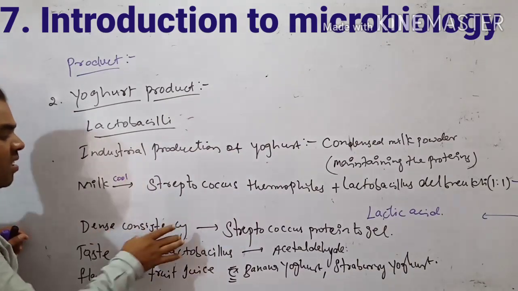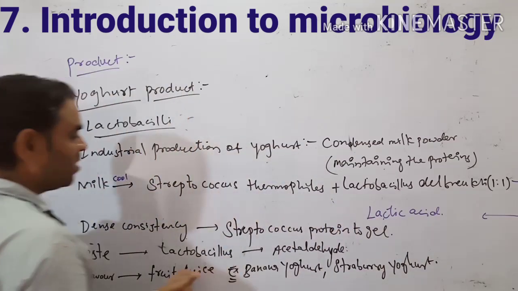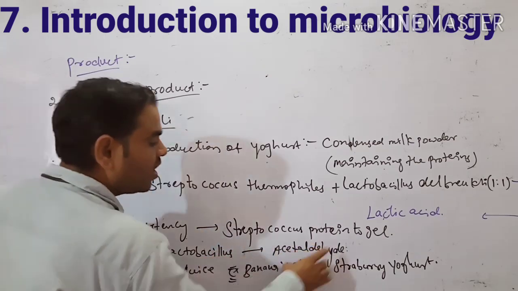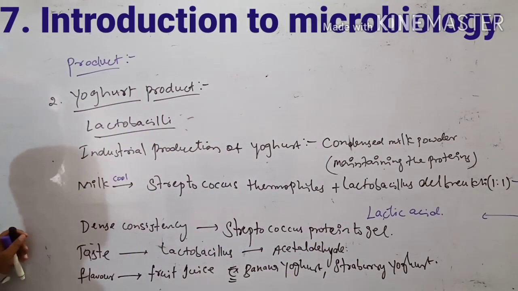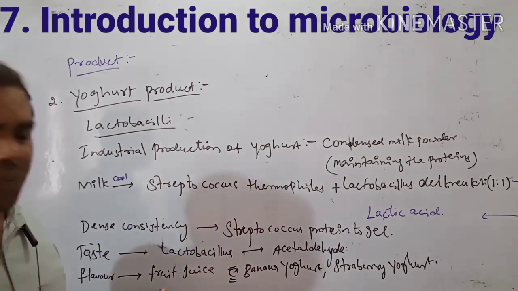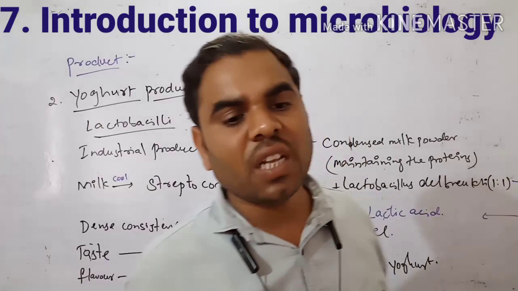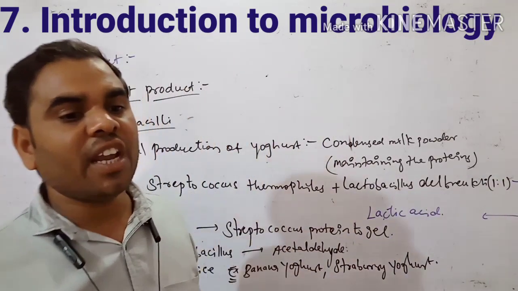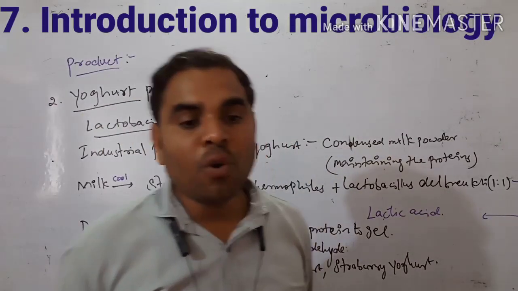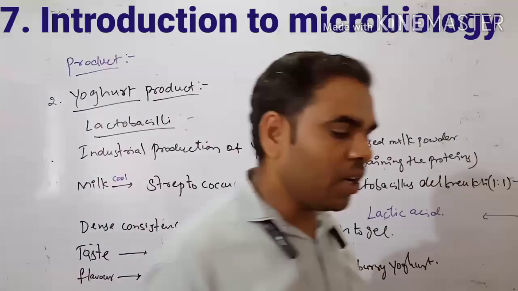After that it gets a dense consistency, and gel-like substances form on the surface. For taste, Lactobacillus is converted into acetaldehyde. We add the flavors, fruit juices, like banana yogurt and strawberry yogurt. Finally, we get pasteurization and shelf life, and the probiotic properties improve.